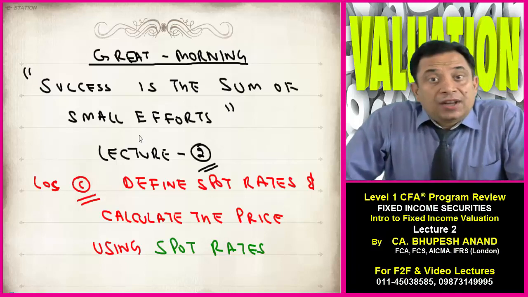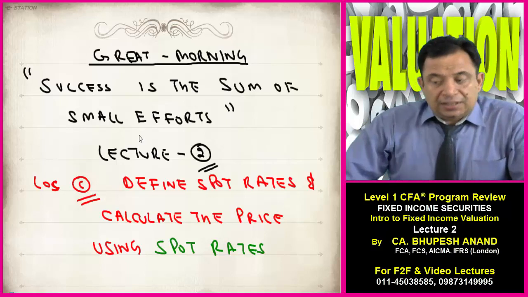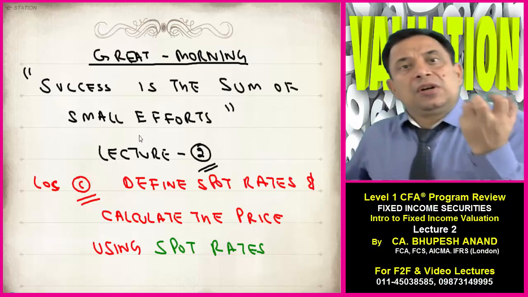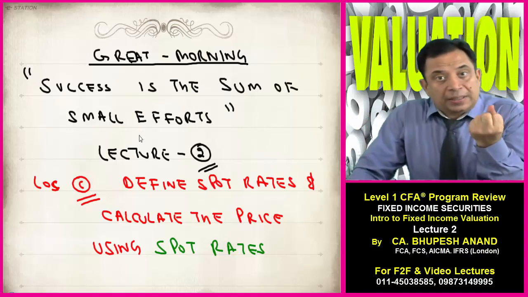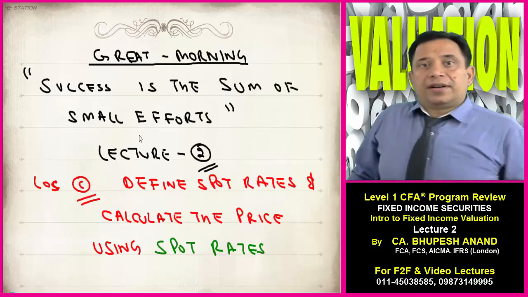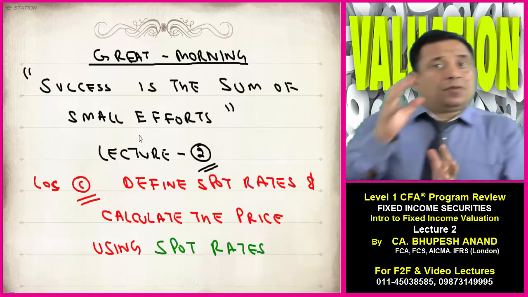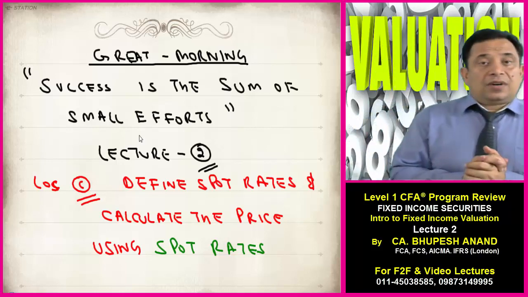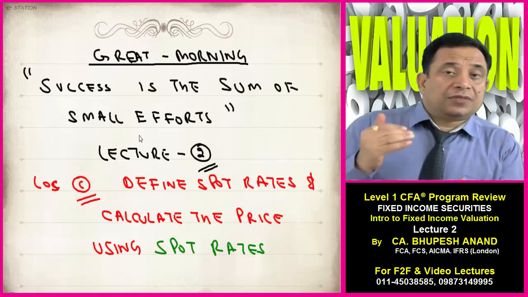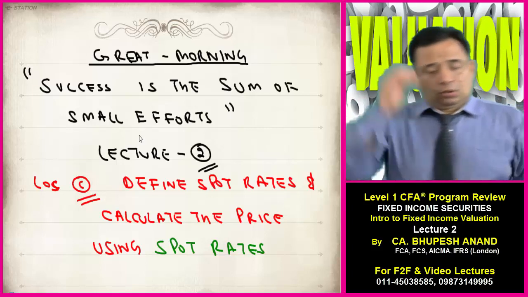The heading of learning outcome C is, I will say, the most important learning outcome in this introduction to fixed income valuation. That is, define spot rates. What is the meaning of spot rates, and how we will calculate the price of a bond using spot rates. This is the main objective that we want to learn from this lecture: what is the meaning of a spot rate, and how we can use it while calculating the price of a bond. So these are the two objectives.